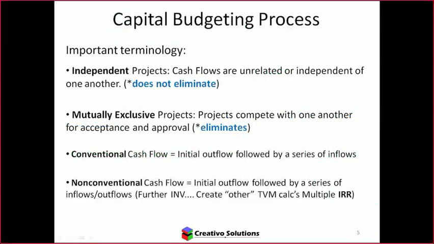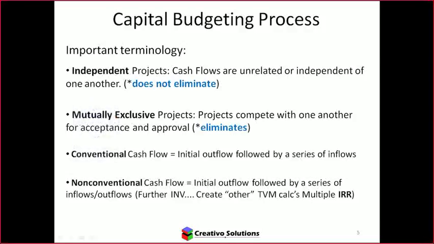Some more theory. You get two types of projects: independent projects and mutually exclusive ones. If something is independent, does it stand on its own? Yes. Think about what it means to be independent. That applies to a project as well. If an independent project exists, does the one project affect the other? No, it doesn't. It's independent. So can you choose more than one? Yes, you can. The projects are separate, and you can accept multiple projects that are independent.